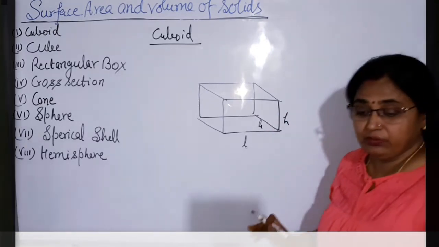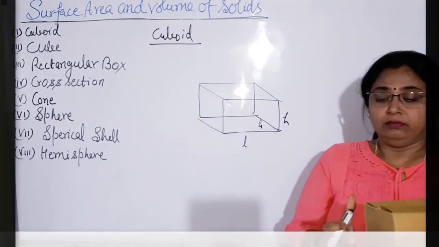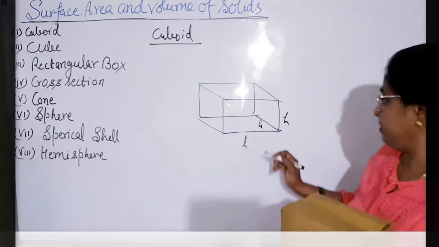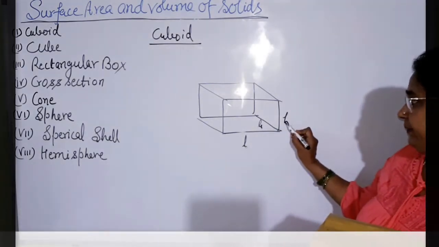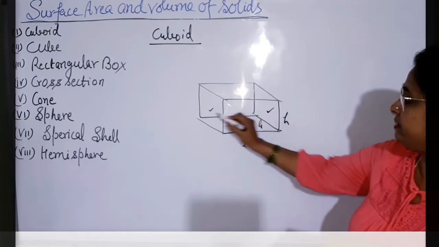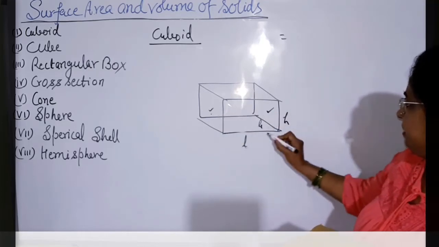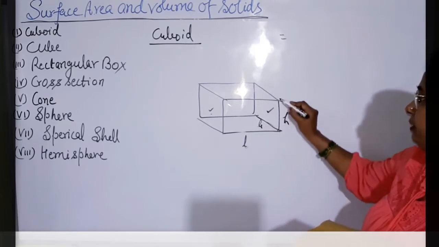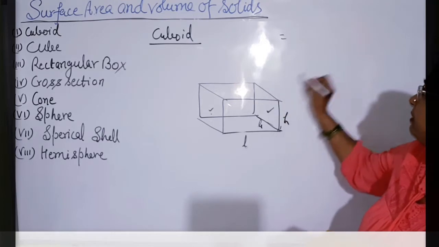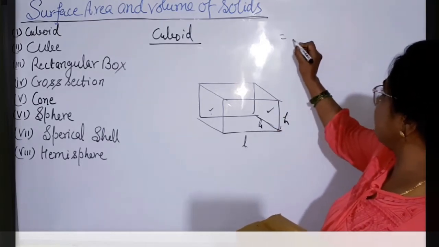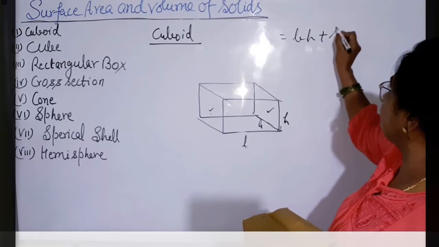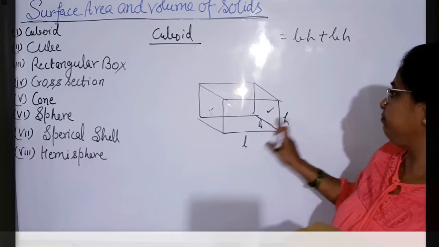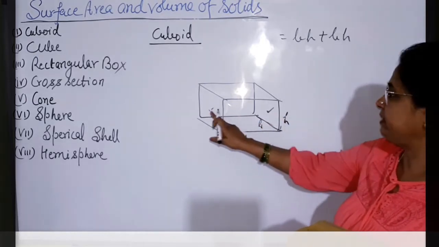Six faces, in which the left and right are both the same. Suppose the dimensions are L, B and H. Then this one and this one are both the same. The base is B and the height is H. This is also a rectangular shaped surface. It is B into H, plus B into H, this one and that one. Both are BH, BH.